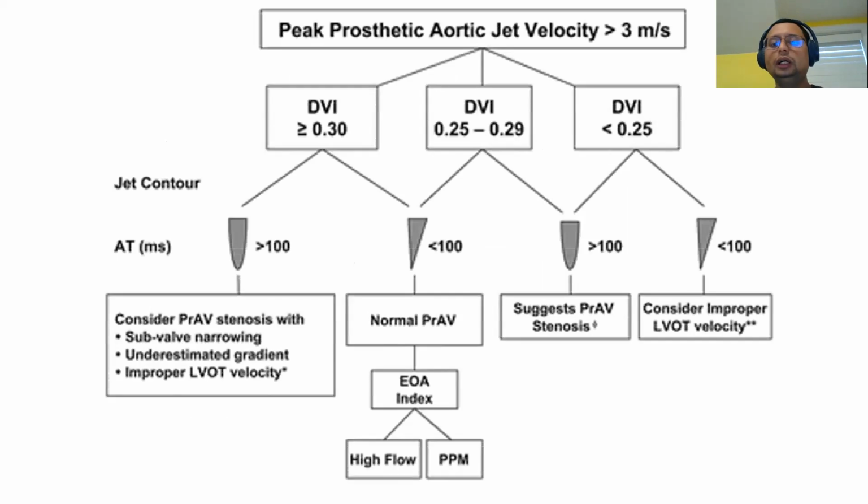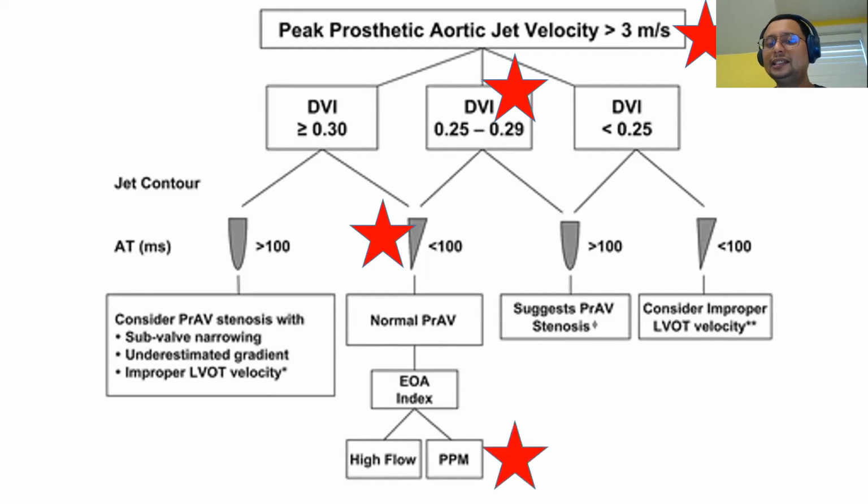Okay, so this patient has a velocity that is more than 3 meters per second. The DVI is 0.26. The acceleration time is 70 milliseconds. This is a normal valve. However, when we index, it is less than 0.85. So this is another case of patient prosthesis mismatch.